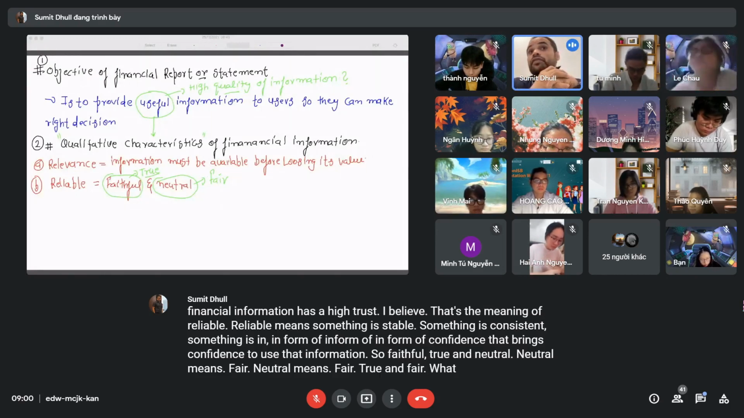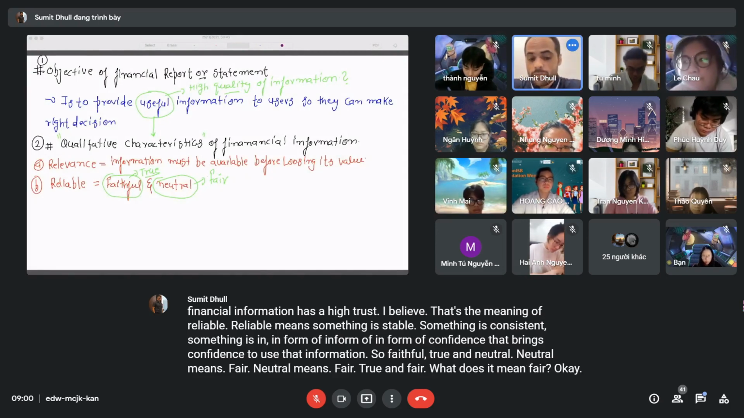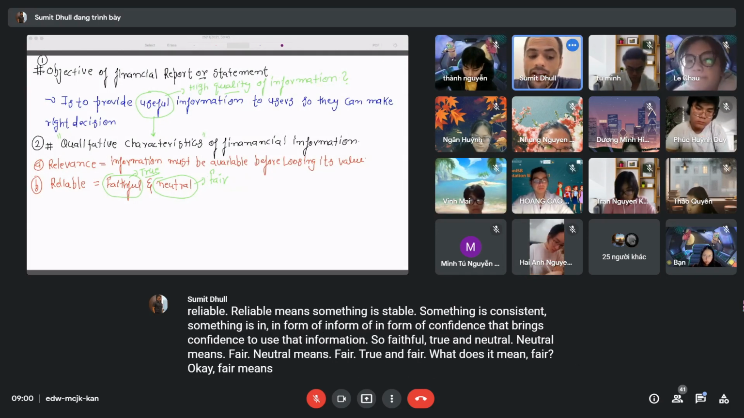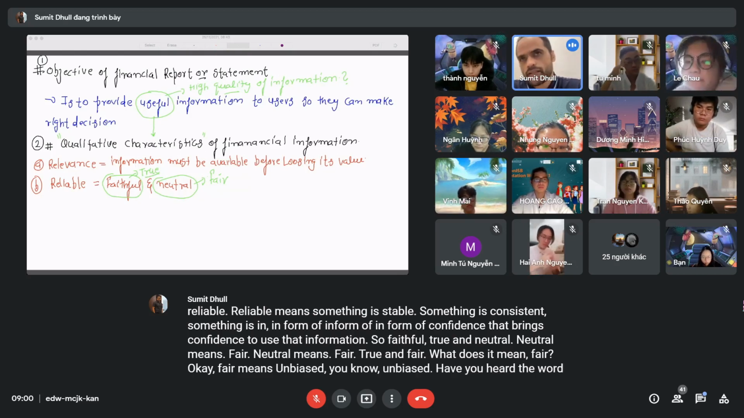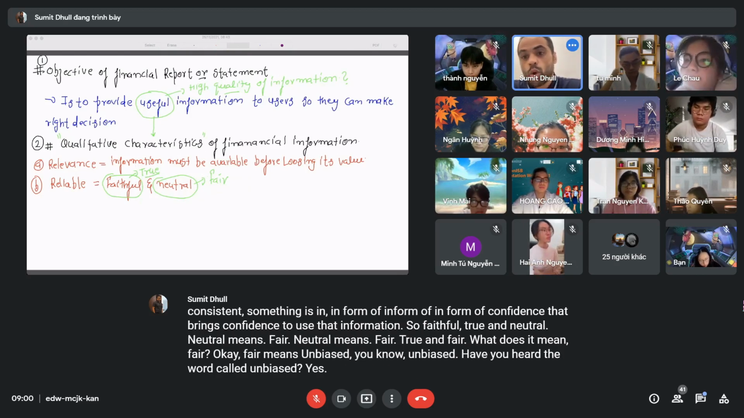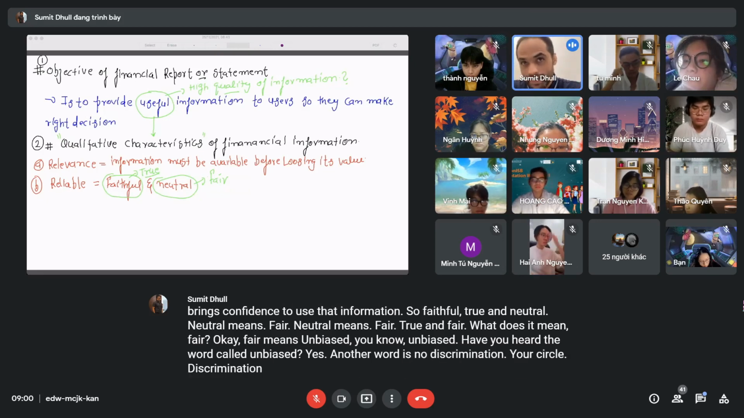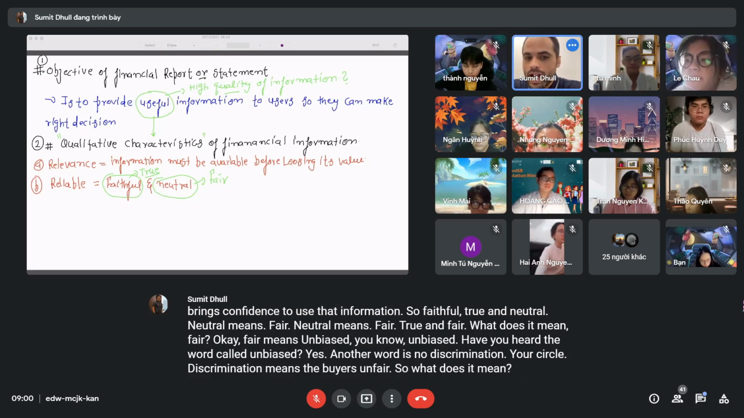What does fair mean? Fair means unbiased. Have you heard the word unbiased? Yes. Another phrase is no discrimination. Discrimination means bias, unfair. So what does fair mean here?